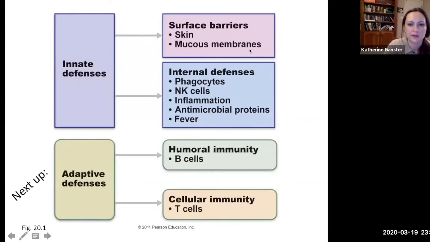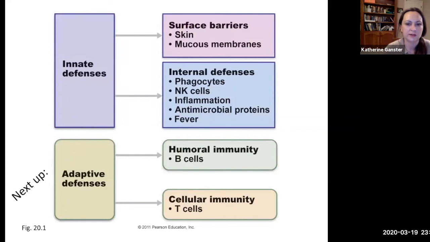All right, so we've looked at the innate defenses here. Your first line of defense being your surface barriers, your skin and your mucous membrane, of course, both epithelial tissue. And then you have the internal defenses of your phagocytes, like your macrophages and your neutrophils. Your natural killer cells, remember, they inject a chemical into a target cell to trigger apoptosis. That's the term that we give for the target cell killing itself off. Inflammation response, the antimicrobial proteins, we looked at interferon and the MAC complement proteins there, and then fever.